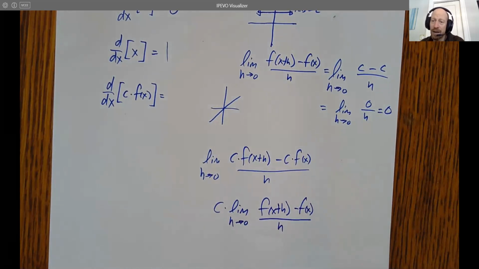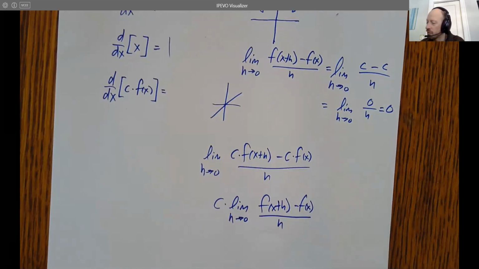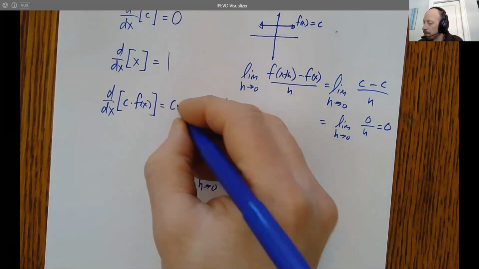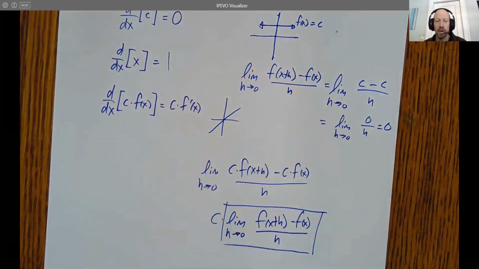So this is going back to our definitions of how a derivative works. This piece is exactly the derivative of f. So what this is saying is that when I have a constant times a function, I can just take the derivative of the function and multiply that by the constant. That only works with a constant, but that's a very nice and useful property for us. So you can hold out the constant, take the derivative, and then multiply the function back.